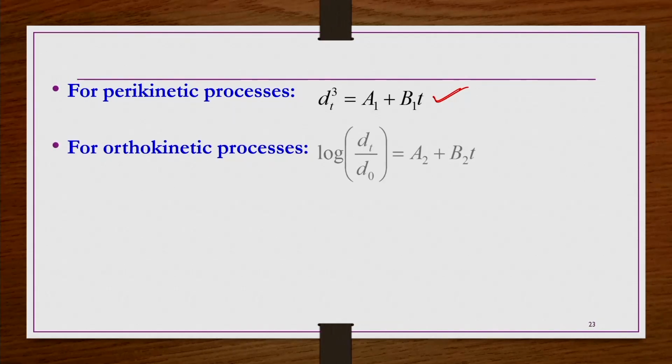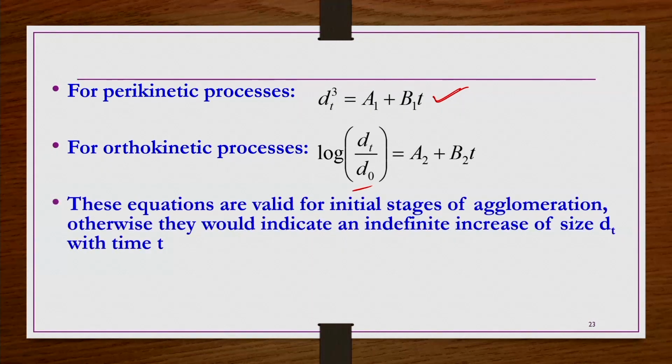For orthokinetic processes, you can represent the equation in a similar way. These equations are already derived and provided by several researchers, and they are available in books. For orthokinetic processes, it can be written as log of dt by d naught equals a2 plus b2 t. This d naught is the initial size of the particle, dt is the enlarged size of the particle after time t. Okay. This a1, b1, a2, b2 are constants. These equations are valid for initial stages of agglomeration only. Otherwise, according to them, if you keep on increasing the time, the size of the particles increases indefinitely. Okay. So, that we do not want.